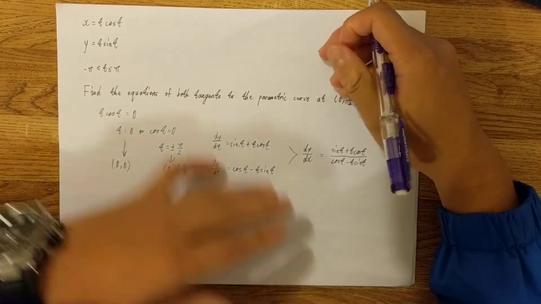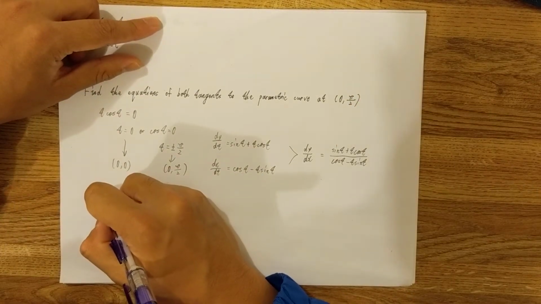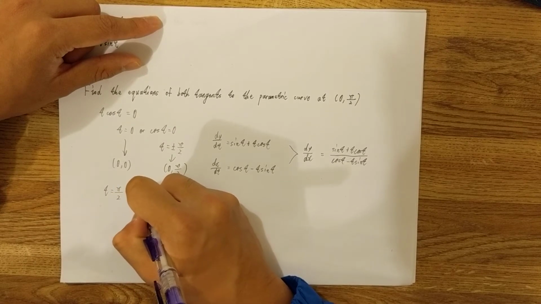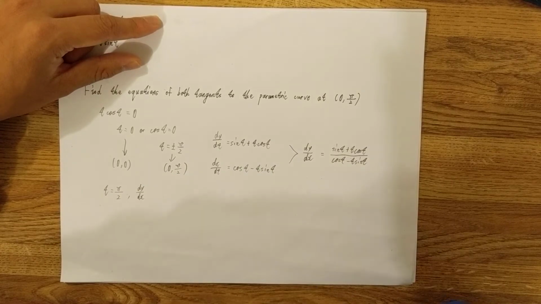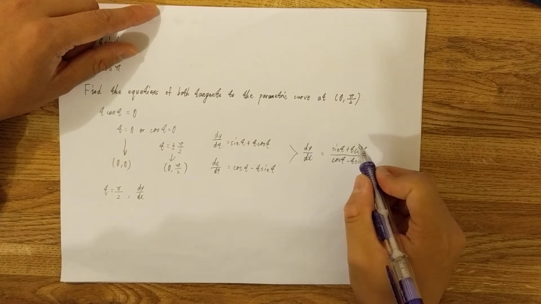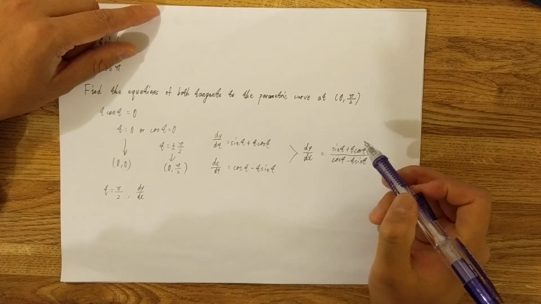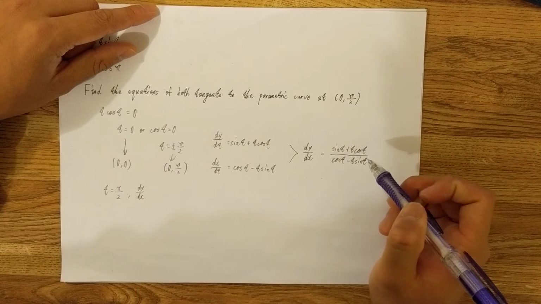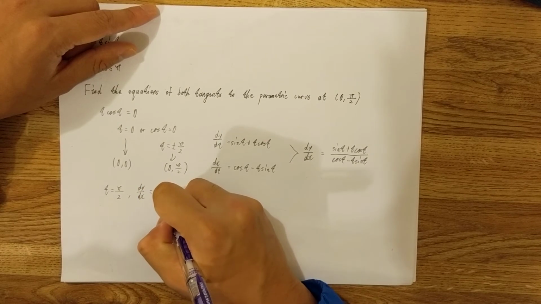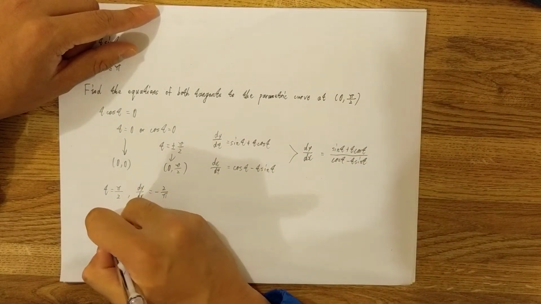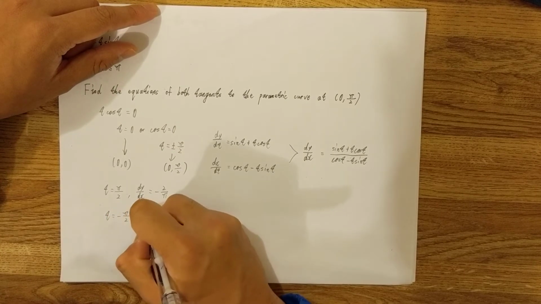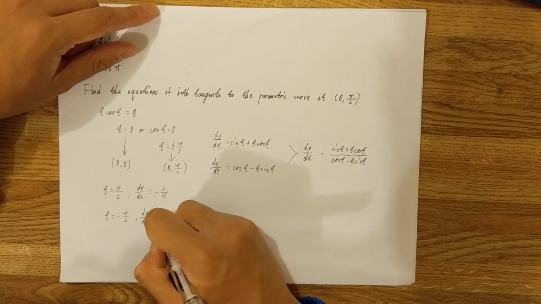So when t equals positive pi over 2, dy dx will be 1 plus 0 over 0 minus pi over 2, which is negative 2 over pi. When t is negative pi over 2, we have dy dx as positive 2 over pi.